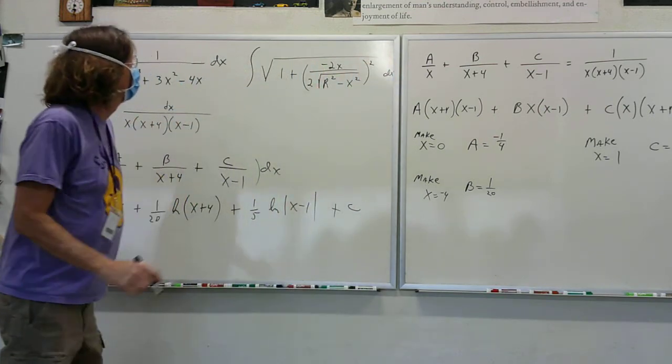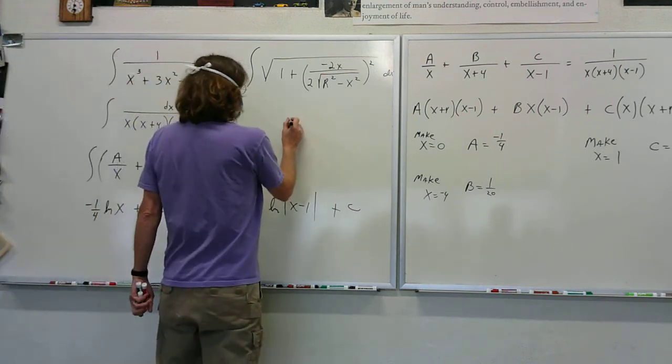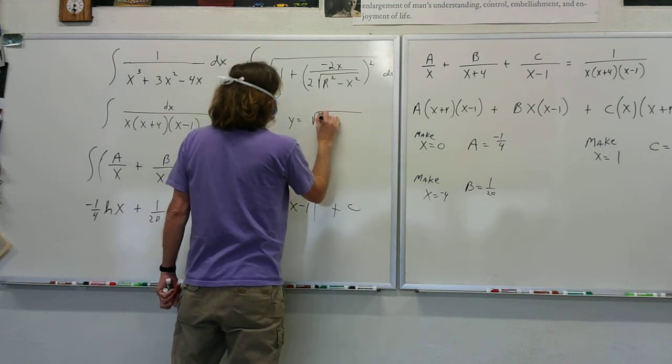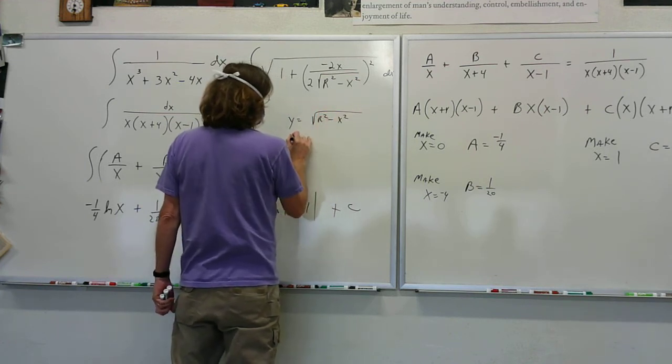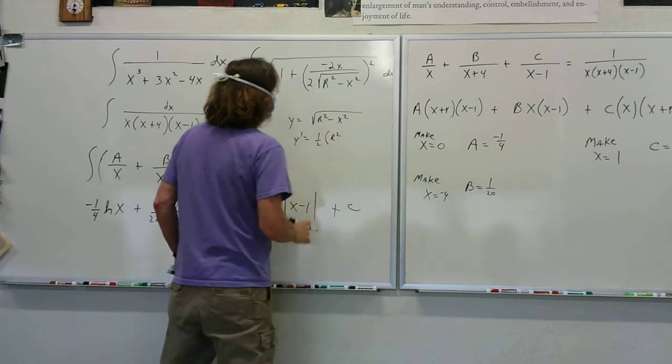The dx outside of the square root? Yeah. Make sure that's right. Yeah, that's right. Minus 2x.